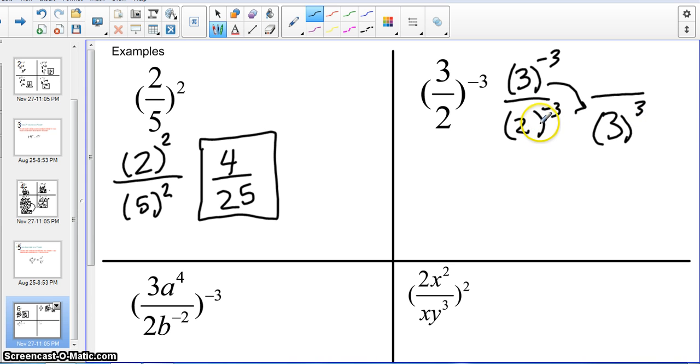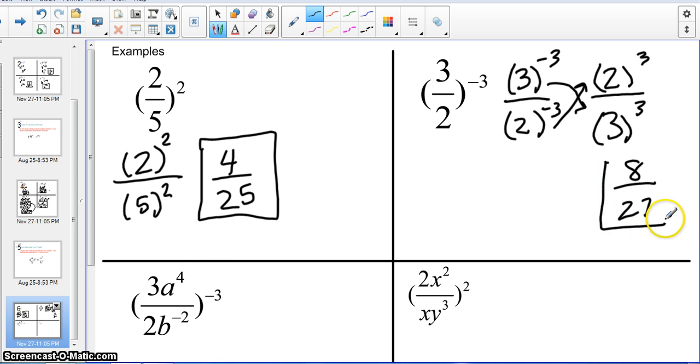The 2 has a negative exponent, so it's in the denominator. To make it positive, it's going to go up on the top. Then I just simplify it. 2 to the third is 8. 3 to the third is 27. Because 2 to the third means 2 times itself 3 times. Just like 3 times itself 3 times.